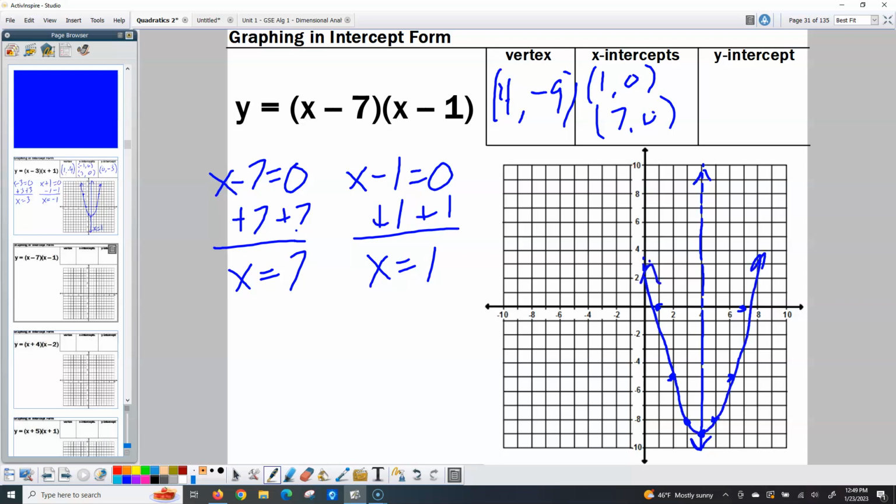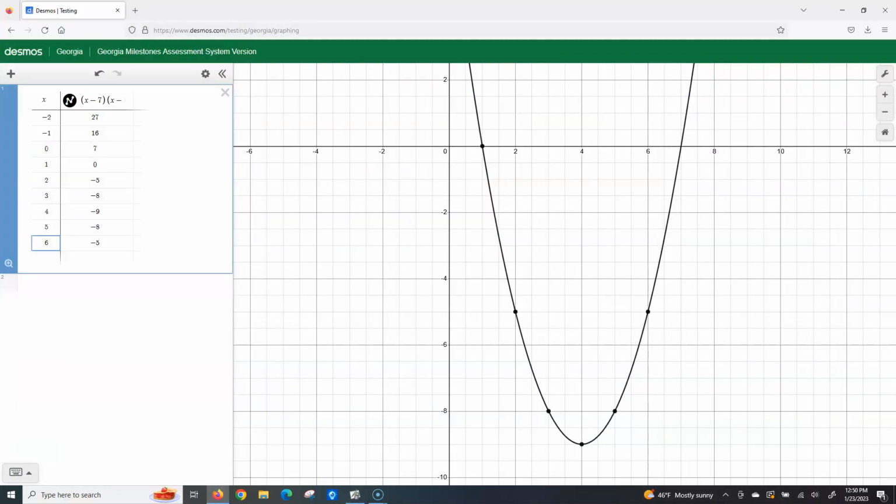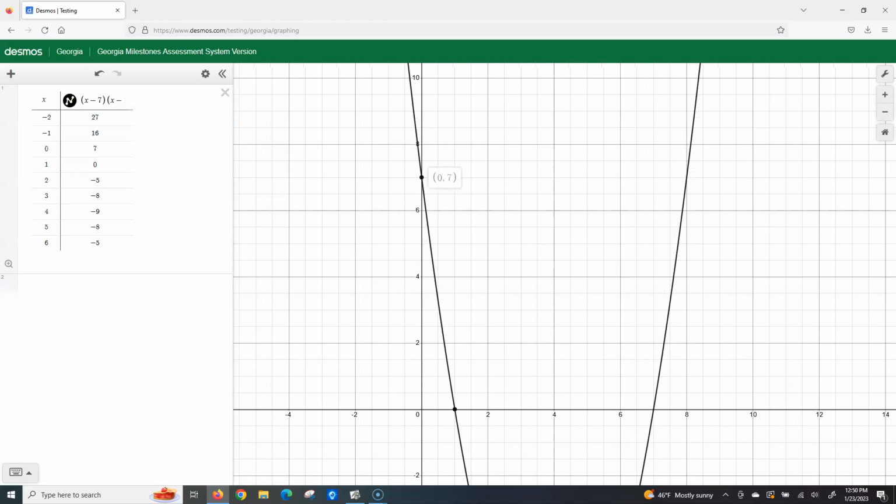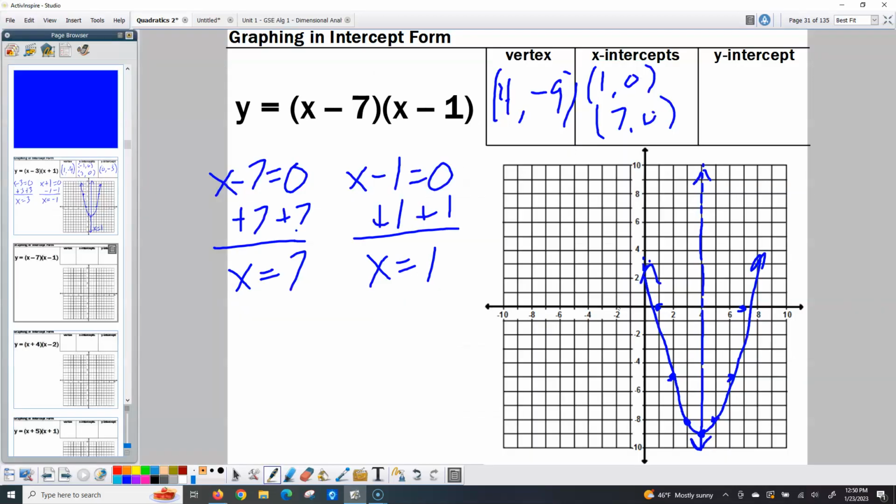Mine is pitiful. The last question that's asked of us is the y-intercept. So where does x equal 0? I could come over here and see where x equals 0. That looks like it is going to be at 7 on this graph right here. 7. So if I were a better artist, it would have gone through 7 right there. Y-intercept is 0, 7.